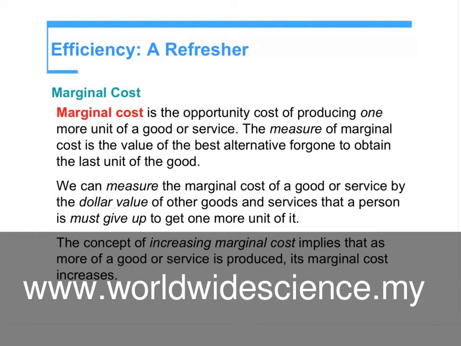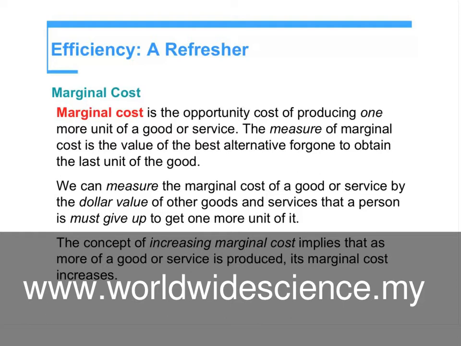So we had some alternative which we didn't do, and instead we did that. So what is that value? That is marginal cost. We can measure the marginal cost of a good or service by the dollar value of the goods or services that a person must give up to get one more unit of it.